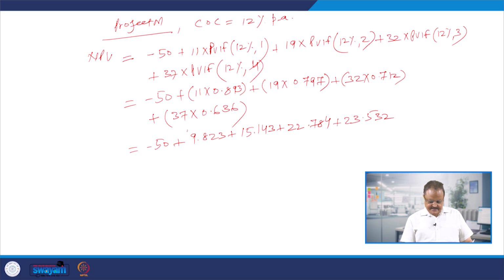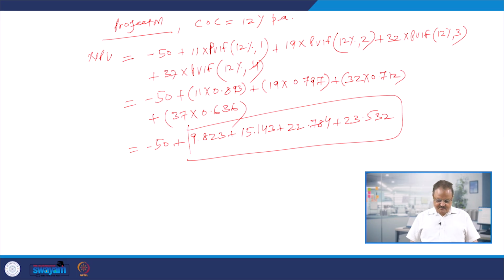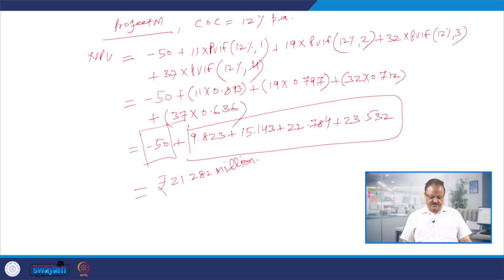So, if you take this into account, these are the positive values, you call them inflows, the discounted values or the present values of the cash inflow. This is the present value of the cash outflow. So, from the present value of the summed up cash inflow, if you subtract the present value of the cash outflow, this is coming up here as 21.282 million. So, it's very simple.